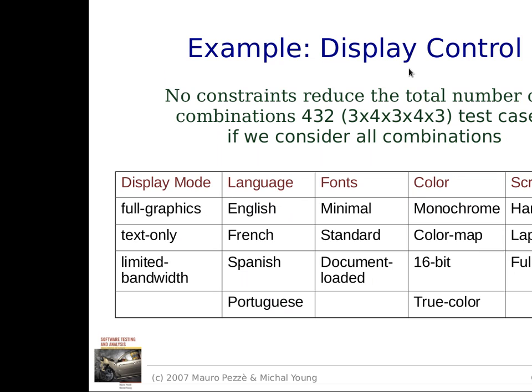For example, we want to test a different control display. Well, it might be able to do full graphics test in limited bandwidth, its mode, have different languages, have different fonts, have different colors, have different screen size. Well, how many different combinations are there? Well, 3 times 4 times 3 times 4 times 3, 432. Naturally, in a large system, there'd be far more than this, but we're just using this as a simple test case to show you how we can get 432 down to a far smaller number.